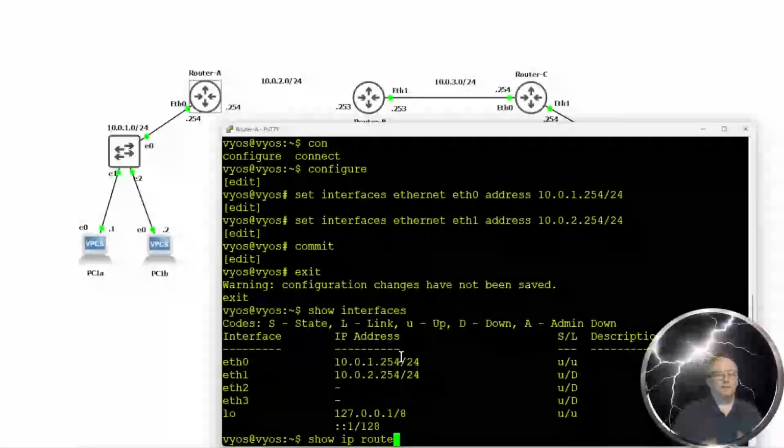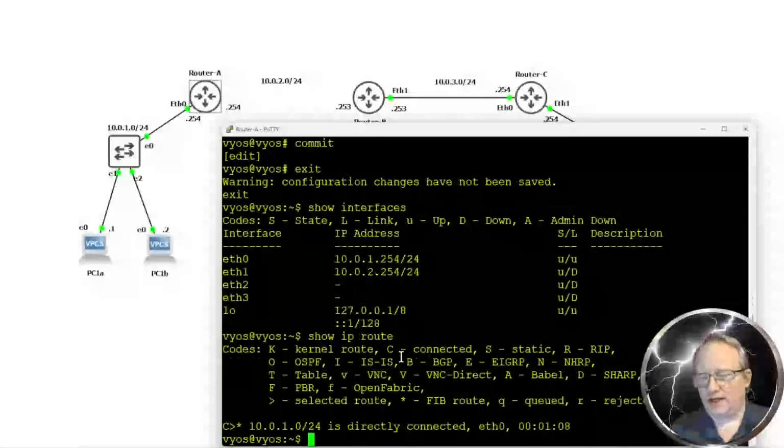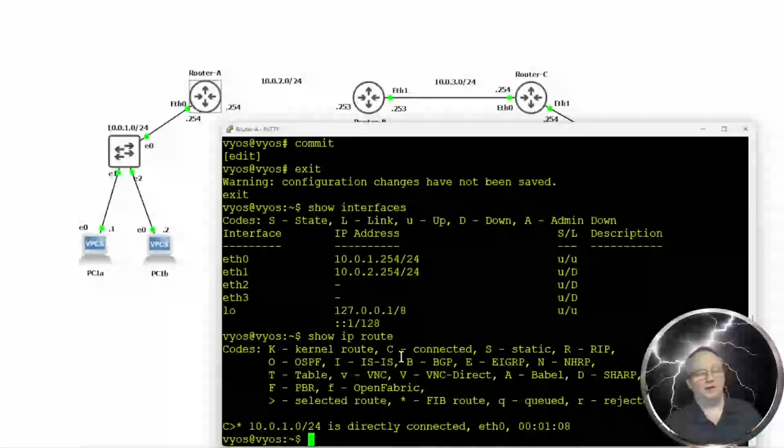Routers work by doing a routing table. So if we do a show IP route, and I have configured Ethernet 0 and Ethernet 1, we can see there's one entry in the routing table, and that's for the 10.0.1 network. Because once you configure and enable an interface, that network is there. I have given it the IP address of 10.0.1.254. I've given it the network mask of a 24-bit network mask. So anything that matches the first 24 bits of 10.0.1.254 is out that interface.